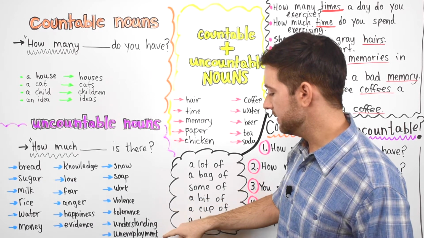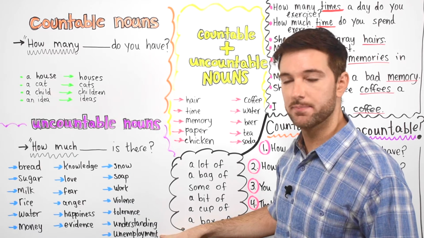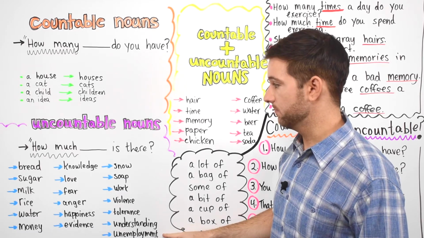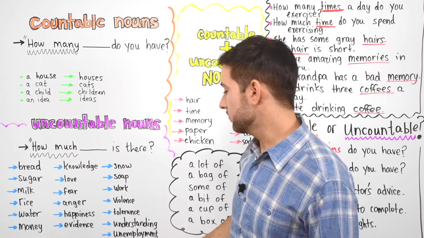tolerance, understanding, and unemployment. Unemployment is when people do not have a job, okay? Unemployment is not good for a country. It's when people don't have work, they can't make money. You can say different words in here, right?